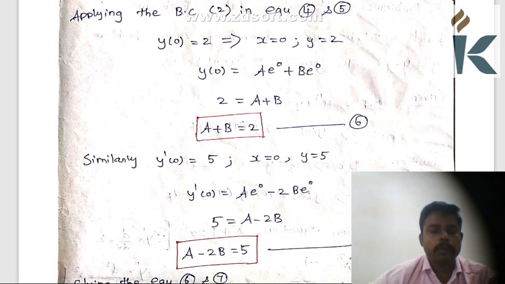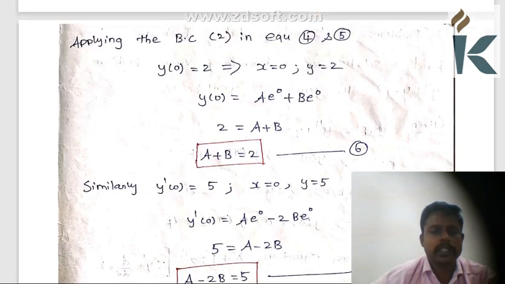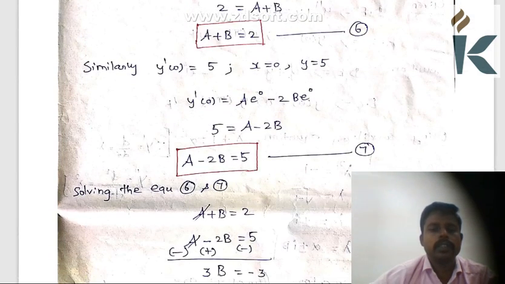Now you have to apply the second boundary condition in the second equation, that is equation 5. The second boundary condition is y dash of 0 is equal to 5, that is x equal to 0 and y dash equal to 5. Instead of x you have to substitute the value 0, therefore a into e power 0 minus 2 into b into e power 0. The e power 0 value is 1, so finally 5 equals a minus 2 into b.